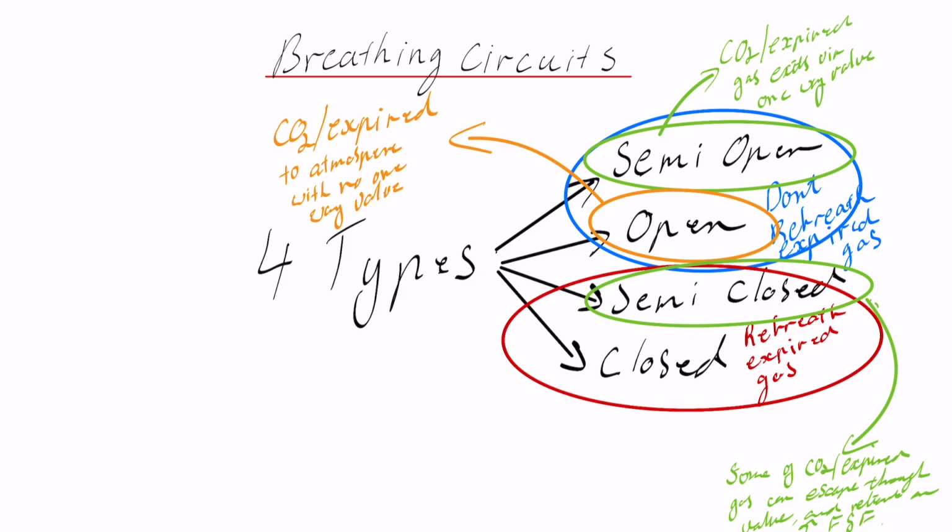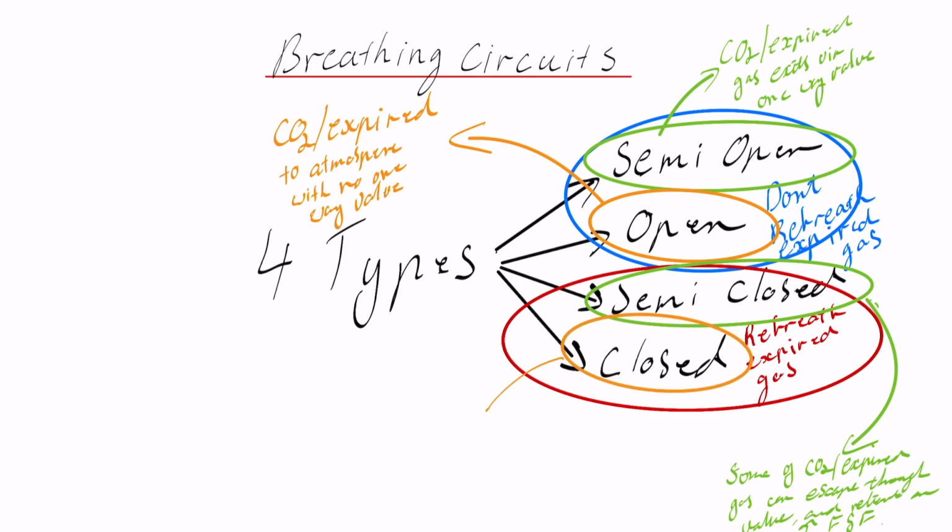The question you're probably thinking now is, what's the difference between a semi-closed system and an open system then? And the difference is that in an open system, you're expiring directly out into the atmosphere. In a semi-closed system, you're expiring into tubing or some kind of reservoir bag. So you need increased fresh gas flow to make sure that you're not rebreathing all your CO2. But if your minute ventilation is greater than your fresh gas flow, then you will expect some rebreathing of your expired air.